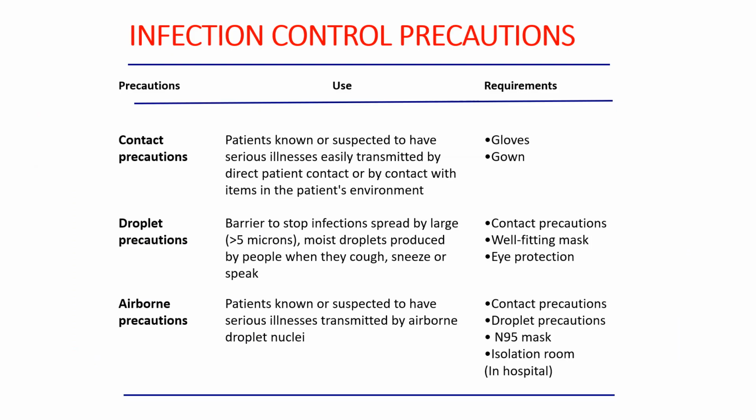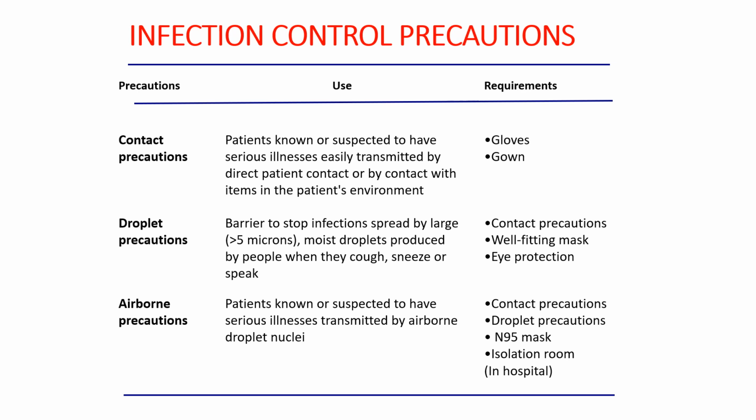What are the contact, droplet, and airborne precautions that must be followed while doing sample collection, storage, and transport? Contact precautions include wearing of gown and gloves. For patients known or suspected to have serious illnesses transmitted by direct contact, contact precautions need to be followed. For patients with droplet infections such as diphtheria, pertussis, and meningitis, droplet precautions need to be followed, which include contact precautions plus a well-fitting mask and eye protection.